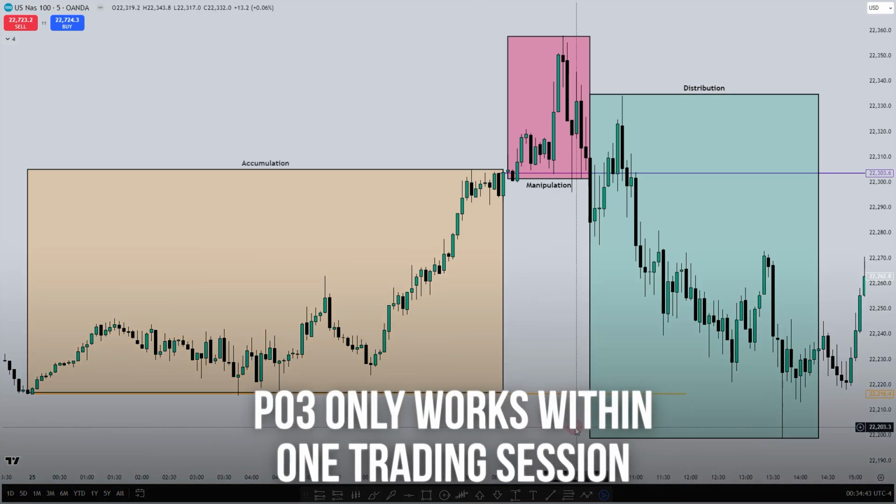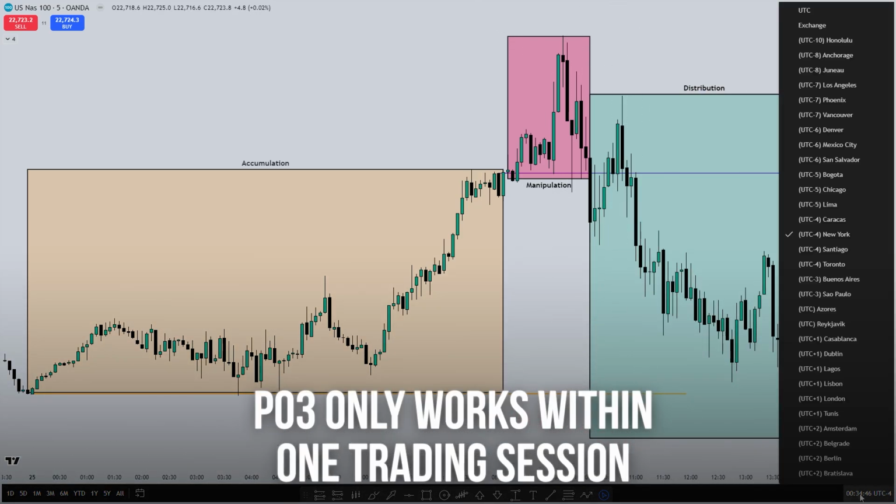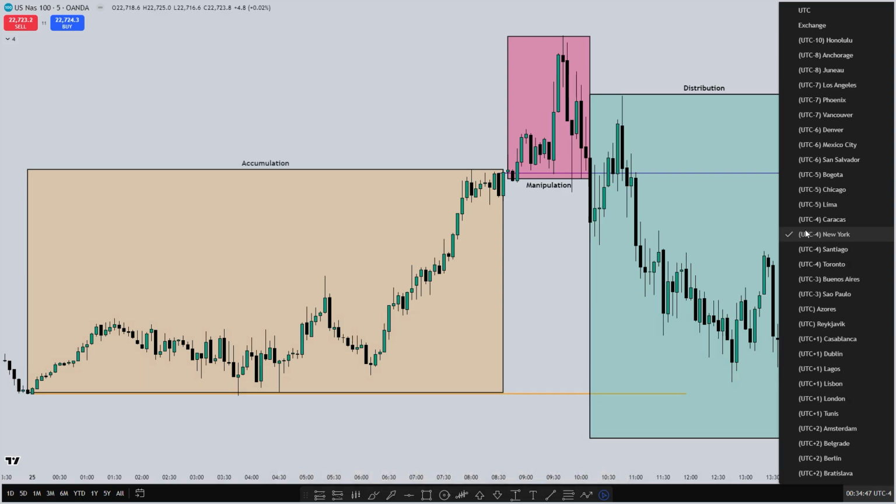Po3 only works within a single trading session. This means you need to set the time on the chart correctly. Set TradingView to New York time, UTC -4. This is the time used by the main algorithms, and key levels are formed based on it.